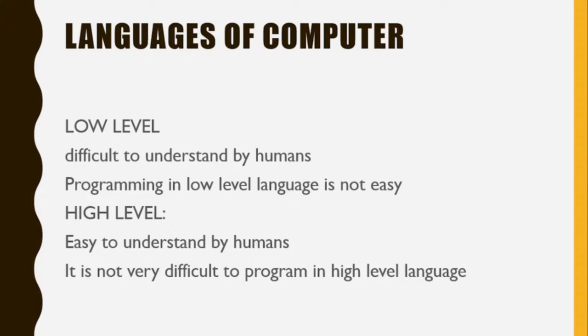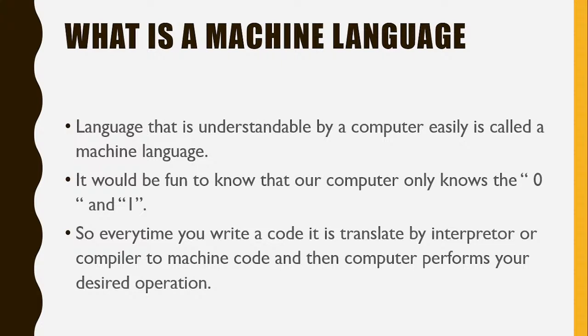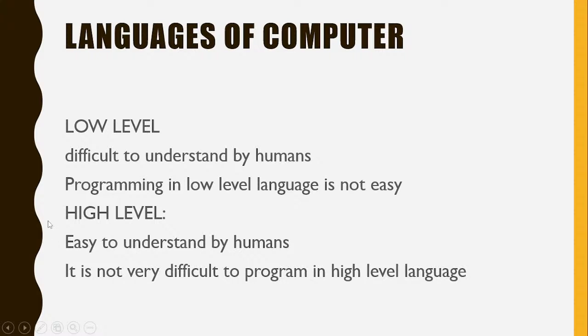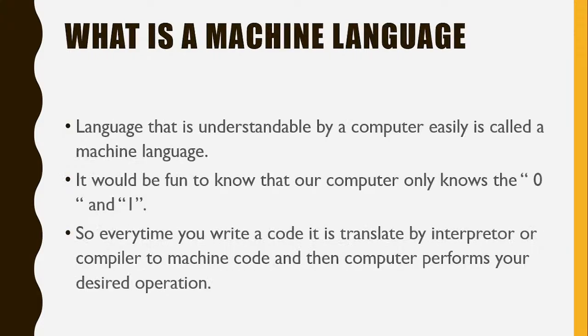Now we are going through what machine language is. We have discussed here that there are two kinds of languages, low level and high level. Low level are difficult, and machine language is the language that is understandable by a computer. It is low level. A machine language is a low level language.